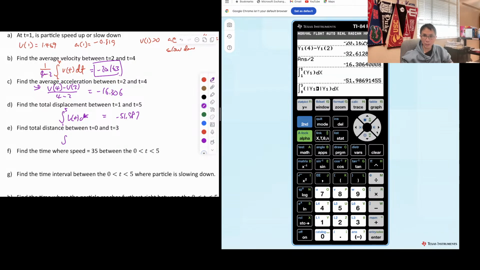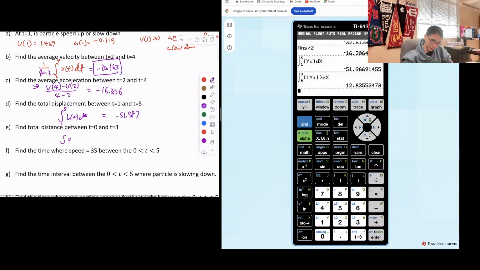Do you guys know what the absolute value is now? Yeah. No. Okay, I'm going to show you again. If I do absolute value, second, 0. And the first thing on the top is absolute value. Okay, got it? And this total distance is 12.83.